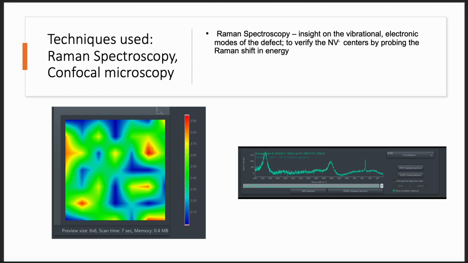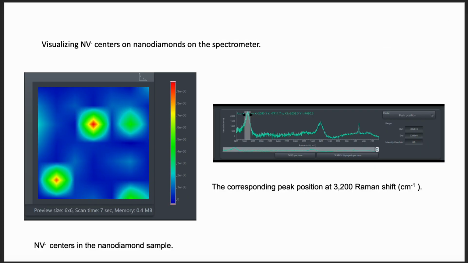So as you can see, we focus on the red dot position, and this corresponds to the 3200 Raman shift position. When we use peak position to study the NV centers, we can see two NV centers on our left, and this also corresponds to 3200 peak position. The peak at the 1400 Raman shift position can be explained by the silicon substrate, which we placed our sample on, and is not really required when we are studying the NV centers.